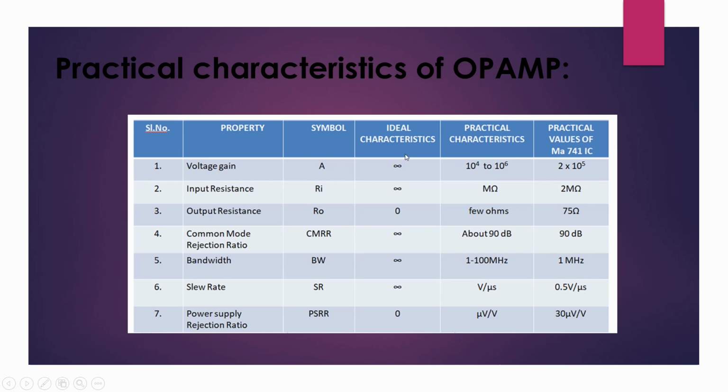For an ideal op-amp, the common mode rejection ratio is infinity, but in practice, it is about 90 decibels. For an ideal op-amp, bandwidth is infinity, but in practical conditions, it lies in a range of 1 to 100 megahertz. For an ideal op-amp, slew rate is infinity, but in practical conditions, it is a few volts per microsecond. And the last thing, power supply rejection ratio is 0 for an ideal op-amp, but for a practical op-amp, it is a few microvolts per volt.